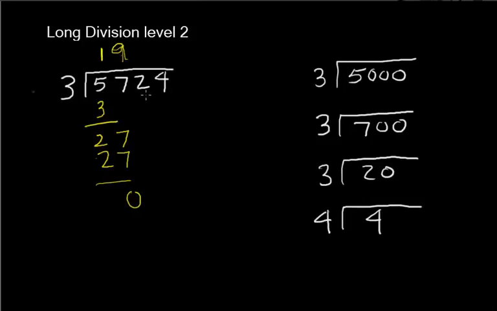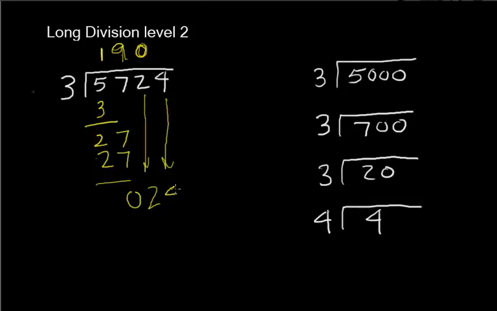Now I can bring down the 2. And remember, this is really 20. Right? So we're dividing 3 into 20 now, not 2. Okay, so 3 goes into 2 0 times. So we have to put that 0 up there. And that's going to be our little placeholder there because it goes in 0 times. Now I can bring down the 4.